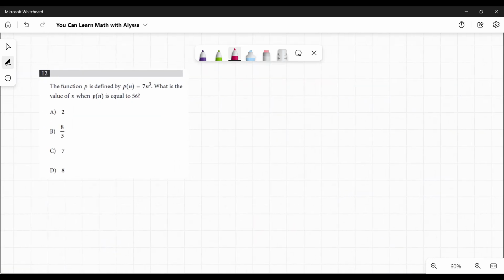Number 12, the function p is defined by p of n equals 7n cubed. What is the value of n when p of n is equal to 56? Sometimes function notation can mess with people.